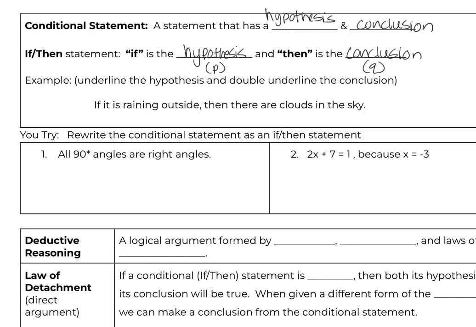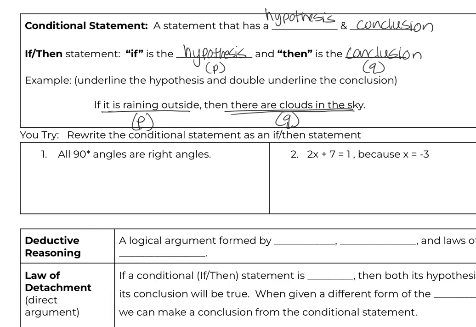So if it is raining, the condition is that it has to be raining, then we know that there must be clouds in the sky. So one line for here and 2 lines for here. My P and Q, and that is a Q, not a 9. He kind of lost his tail there.